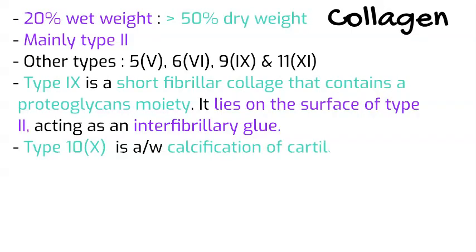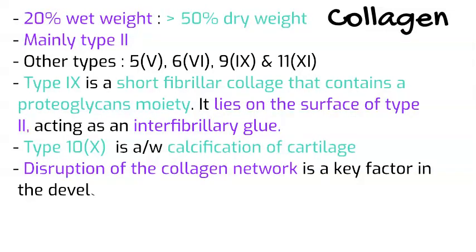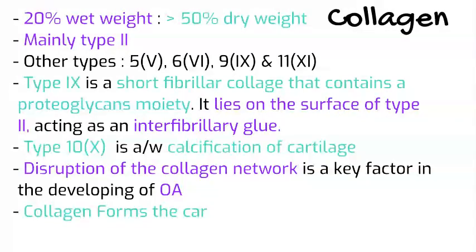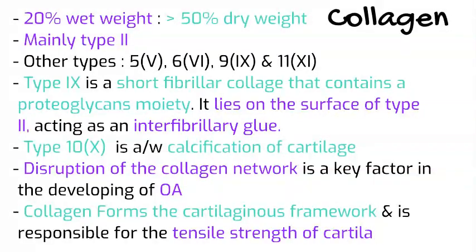Type 10 is associated with calcification of cartilage. Disruption of the collagen network is a key factor in the development of osteoarthritis. Collagen forms the cartilaginous framework and is responsible for the tensile strength of cartilage.